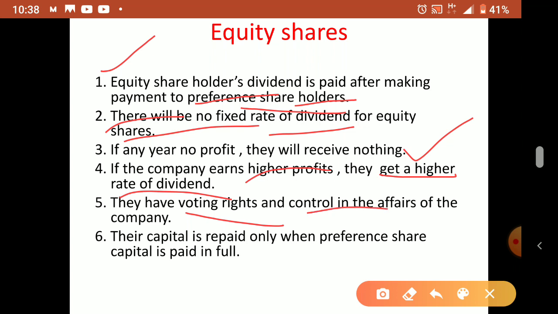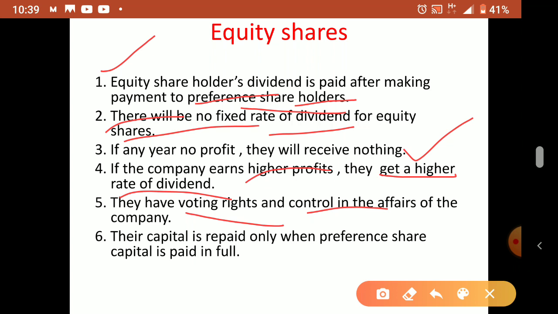They have voting rights and control in the affairs of the company. This is main. Mainly the affairs and control, company decision making and all, through voting. Majority, how many people vote? Last year also we did it in class, no? Whoever votes more, like that. They have the voting rights. Through votes they can decide on many things about the management of the company.